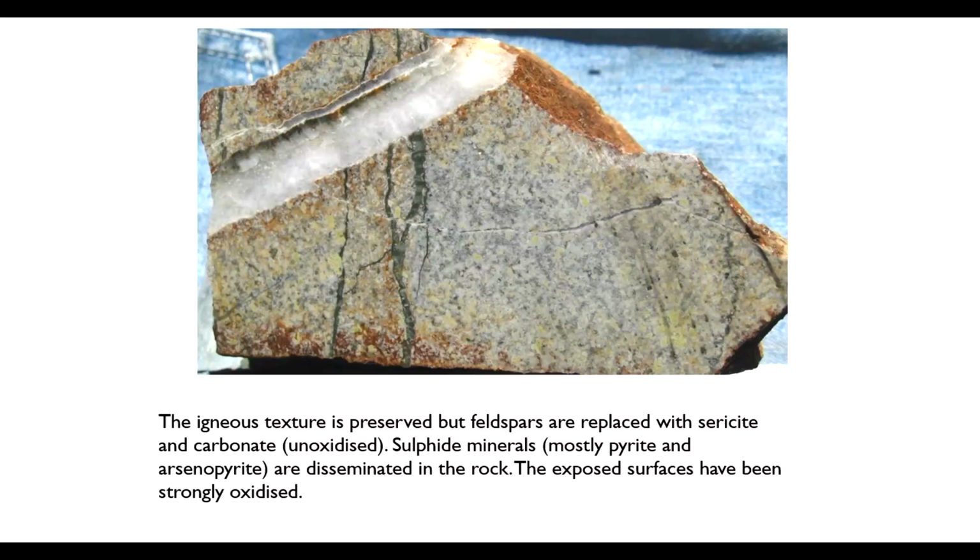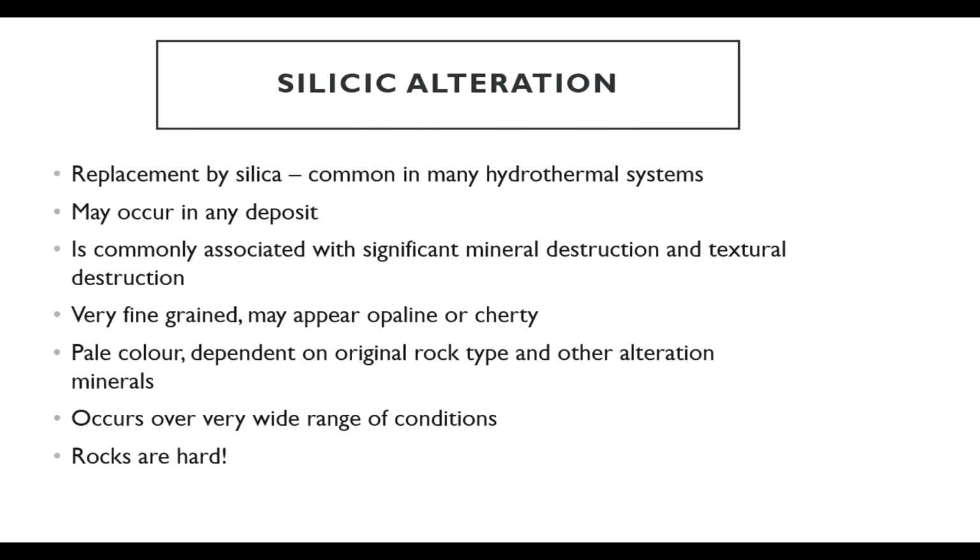And then the final type is silicic. Again, this one's reasonably self-explanatory. You replace it with silica. And this usually makes the rocks completely destroyed in their texture and form, and they're very hard.